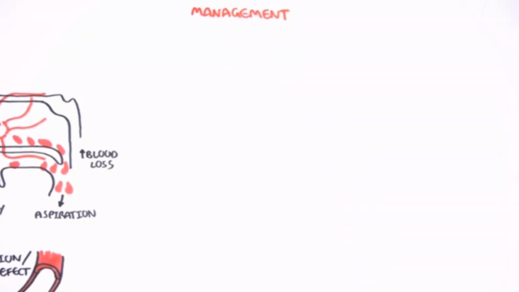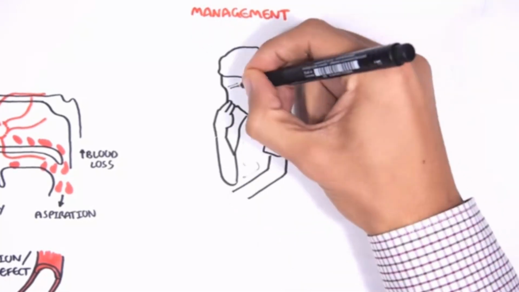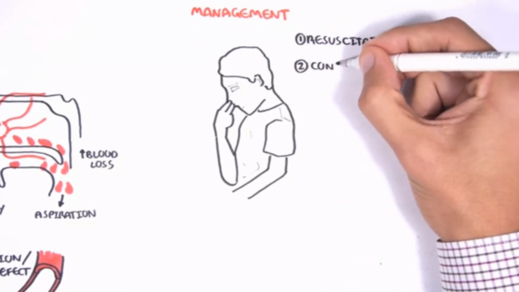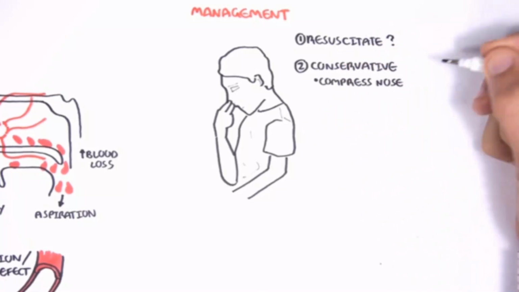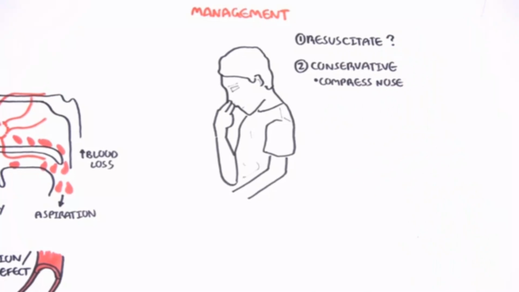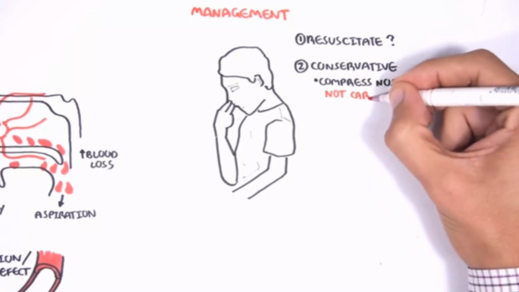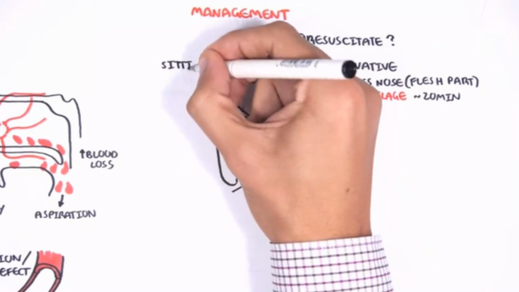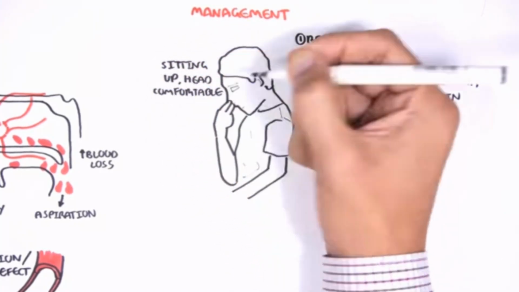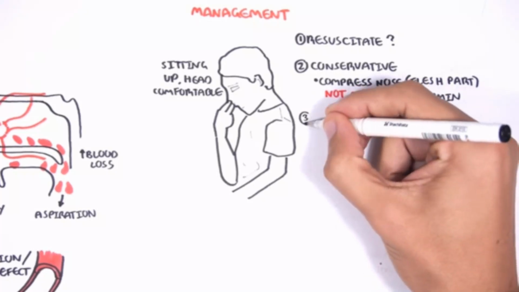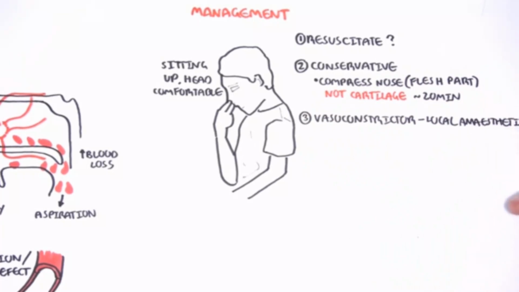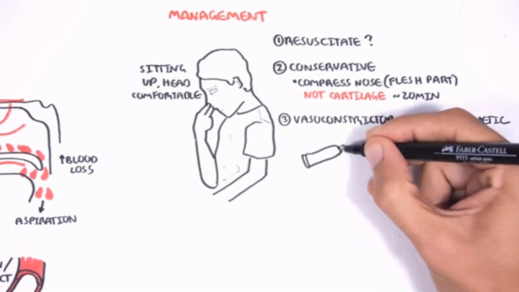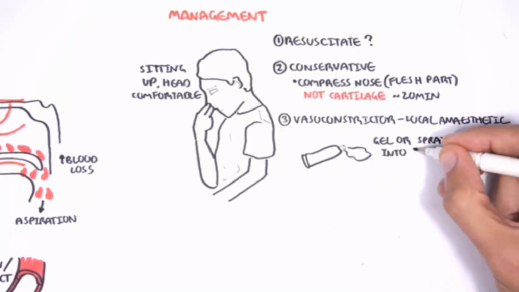The first thing with the management of epistaxis is to ask, does this person need resuscitation? Is the person stable? Then you essentially go on to conservative management, which is usually good enough for anterior nosebleeds. And this essentially includes compressing the fleshy part of the nose, not the cartilage, for 20 minutes. Getting them to sit up and forward, but have the head comfortable. You can also use vasoconstrictors, such as local anesthetics, to also reduce the pain. This can be a spray or gel, and Little's area is targeted in this case.